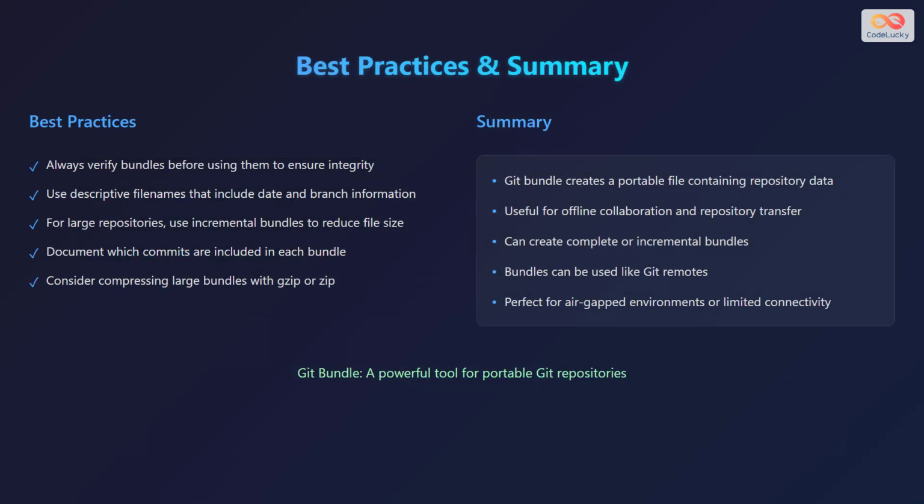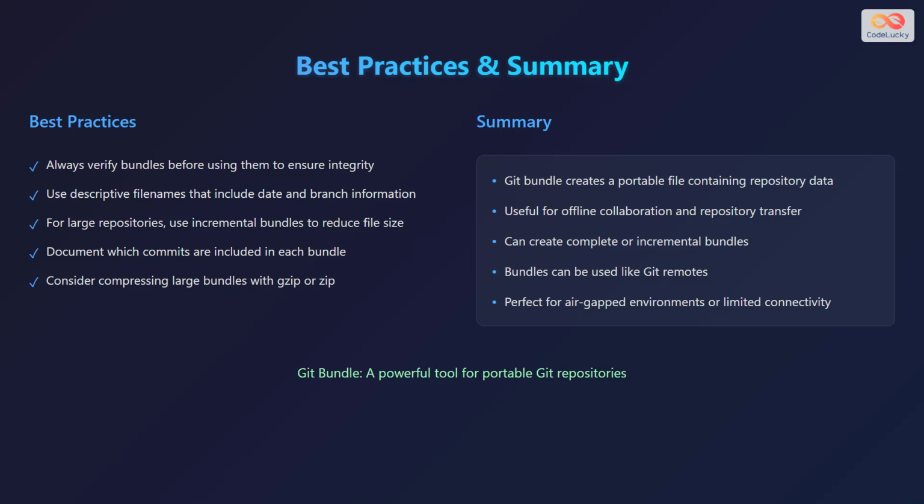Here are a few best practices to consider. Always verify bundles before using them to ensure integrity. Use descriptive file names that include date and branch information. For large repositories, use incremental bundles to reduce file size. Document which commits are included in each bundle, and consider compressing large bundles with gzip or zip.